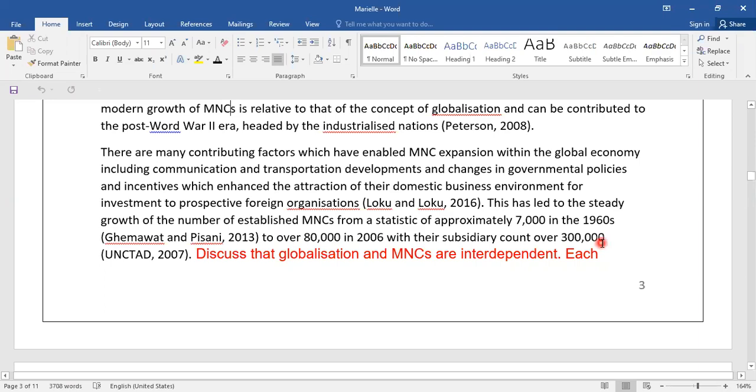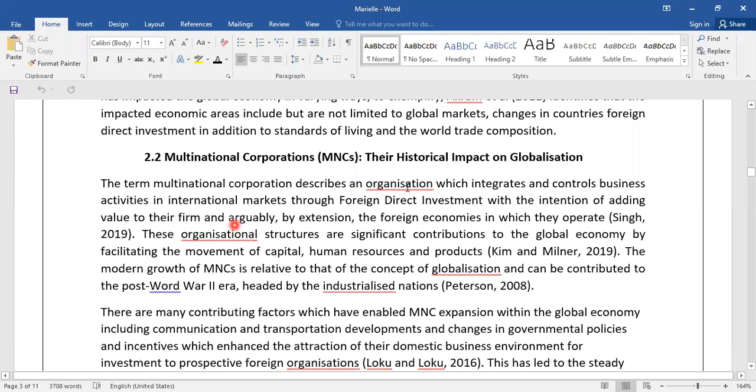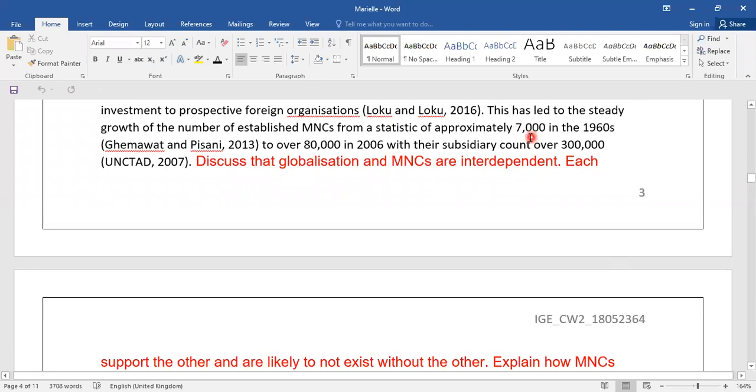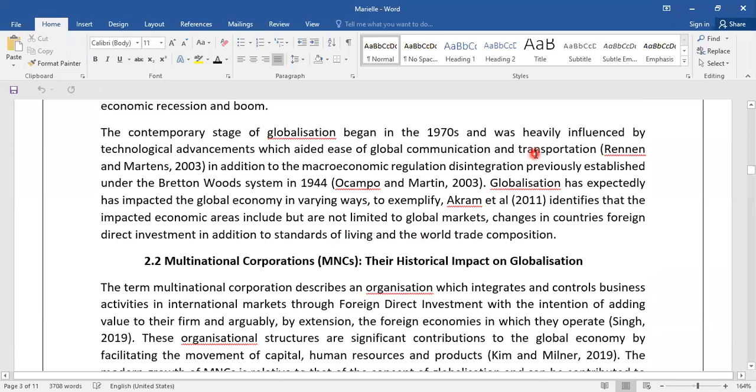Okay, let's evaluate this part, these two paragraphs. Mariel has done well. She defined what MNCs are. She gave a history of them. They were a small number in this period. They grew substantially over this period. And Mariel is supposed to discuss the impact of globalization.